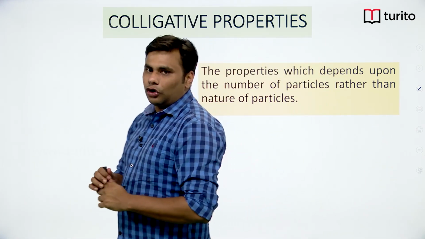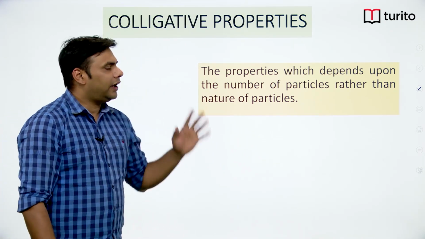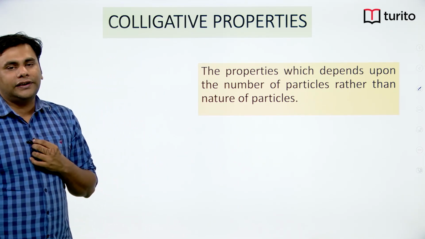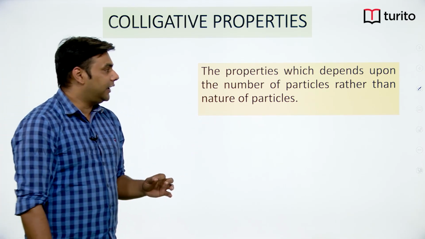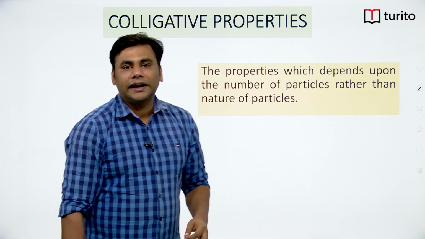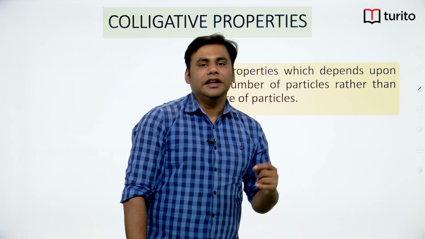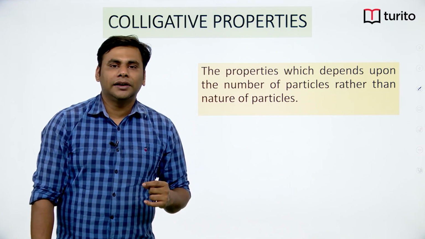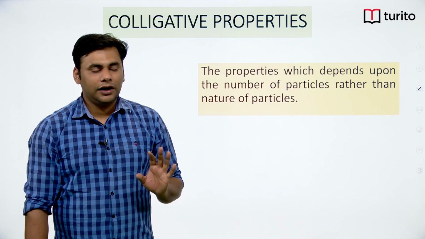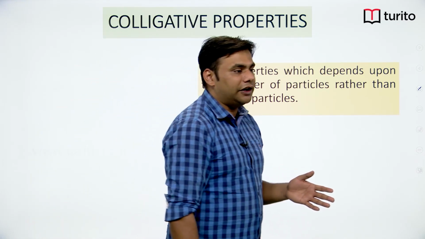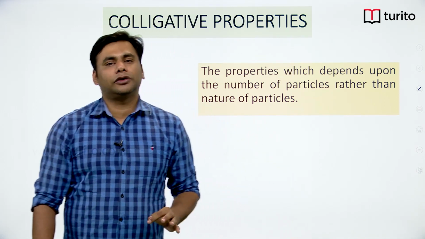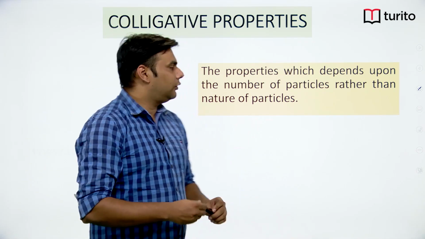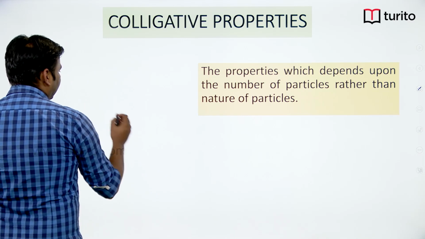Now this is called colligative properties. Okay, now what are colligative properties? As you can see, this is written over here: the properties which depend upon the number of particles rather than the nature of the particle are called colligative properties. So all those properties which depend upon the number of particles and not on the nature of particles are called colligative properties.